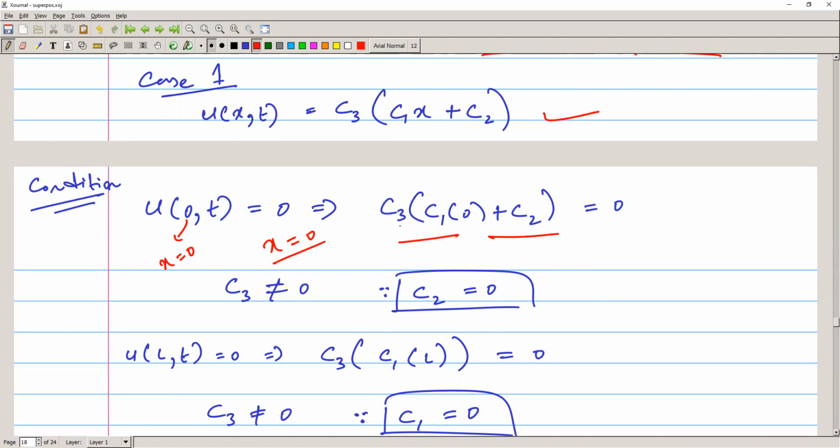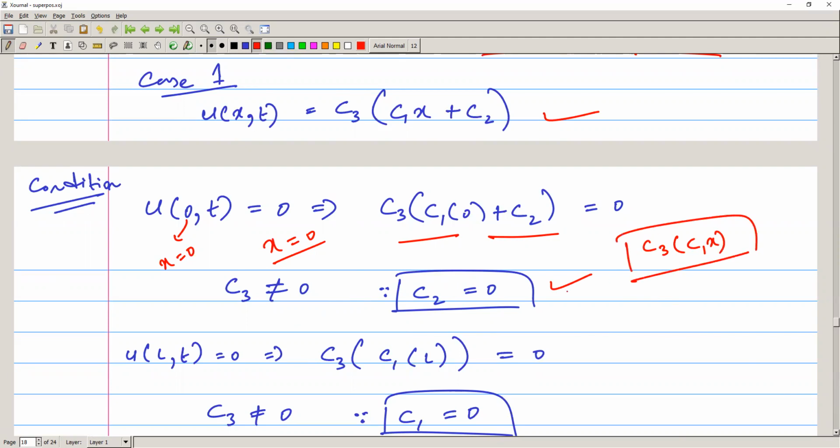Then we can see that this C3 cannot be equal to 0, because if C3 is equal to 0, then the whole solution will be equal to 0. Without finding C1 and C2, we cannot assume that C3 is equal to 0. So we'll find C1 and C2 first. So if C3 is not equal to 0, then it means that C2 is equal to 0, right? So when C2 is equal to 0, the solution will be left only as C3 times C1 x, right?